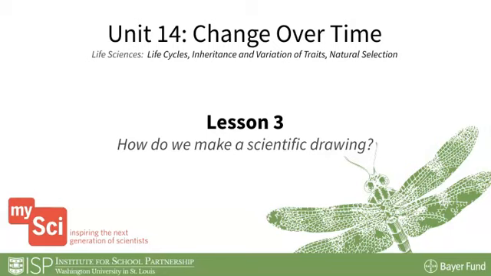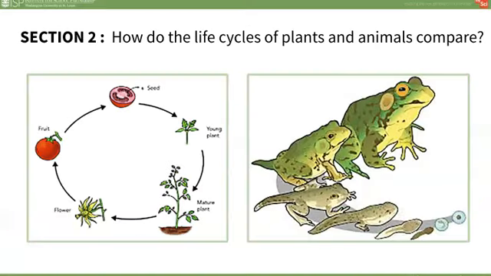Students figure out that a scientific drawing is different than other drawings because it is realistic, clear, titled, and labeled. Scientists use these drawings to share information with others. This lesson is approximately 2 days. This section focuses on how the life cycles of plants and animals compare.